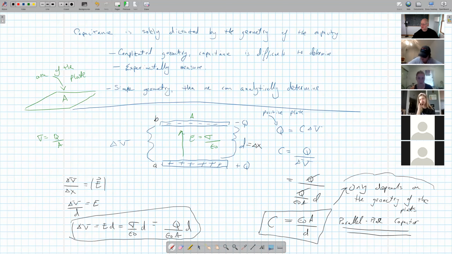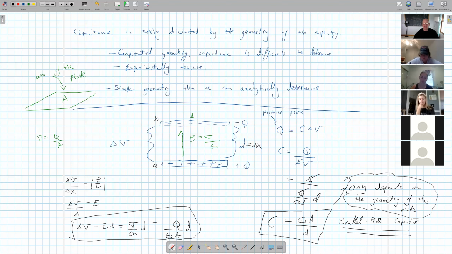Now this is what you were playing with in lab, right? In lab, you had that parallel plate capacitor, and you were changing the distance between the two plates. You were also changing the cross-sectional area of the plates, and what you were measuring was how the capacitance was changing.